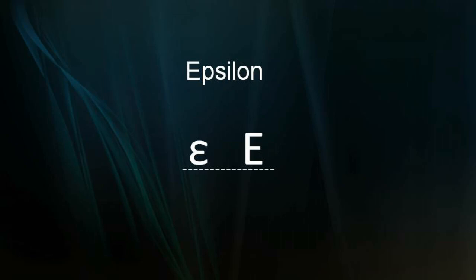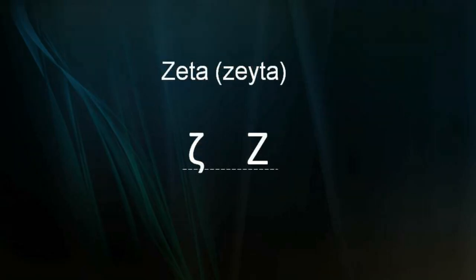You're not memorizing at this point. You're just looking at the letters, the name of the letter. And what's important here is that the sound of the letter is tied to the name of the letter. So if you know the name of the letter, you know the sound of the letter. We say epsilon, and that epsilon has an eh sound. Epsilon.